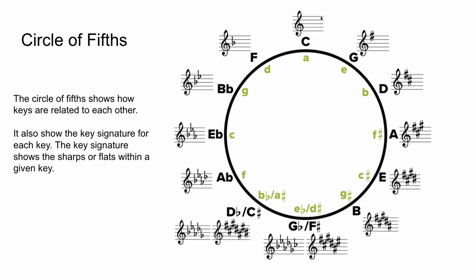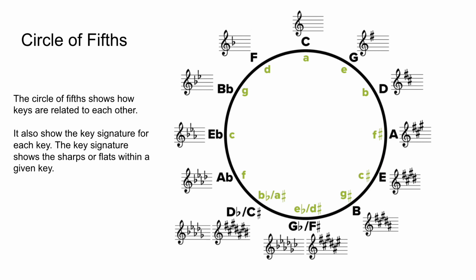So here's what we were talking about before, but now represented slightly differently. The circle of fifths shows how keys are related to each other. So closely related keys are very close to each other on the circle of fifths. And that's what we saw with C major and G major and C major and F major. They're very closely related to each other because they share those common tones.